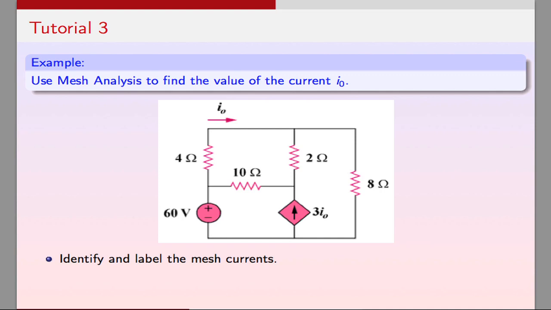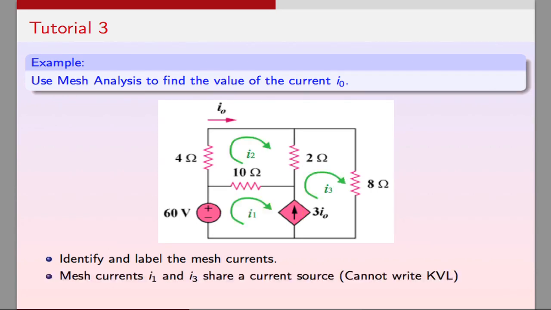The first step in the mesh current method is to identify the meshes and to label them with circulating currents. In this circuit we have three meshes. Here's 1, 2, and 3. So let's add the three currents. Here are the mesh currents labeled.